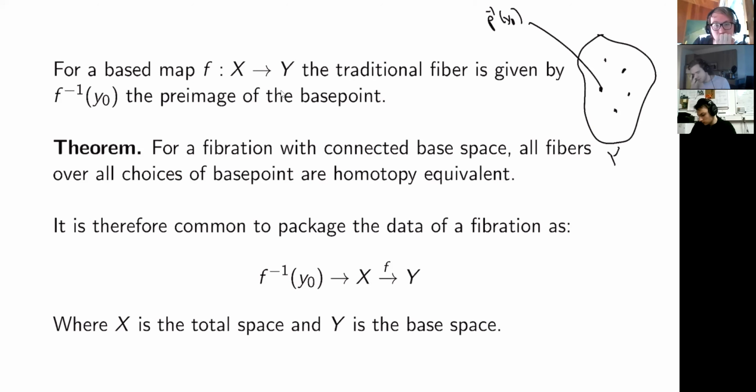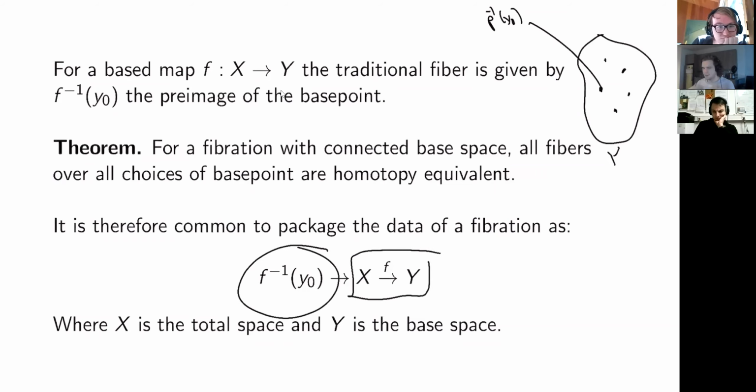But because these fibers are well-defined, we normally package the data of a fibration by saying not only the fibration itself, but we also include this fiber over the base point as well. Just some nomenclature: X is normally called the total space, and Y is normally called the base space, in analogy again with fiber bundles, vector bundles, what have you.